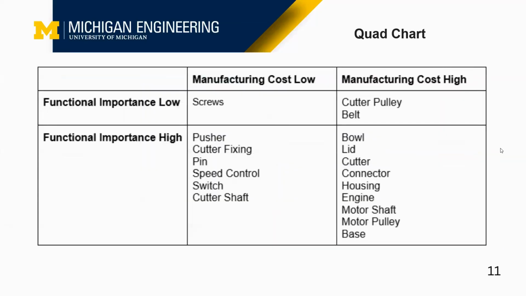On the cost chart, we can see a clear separation between cost and importance. Low cost, low importance parts such as screws are easy to manage, but high cost, high importance parts like bowl, lid, housing, and motor system drive both performance and expense. This highlights the key areas where redesign or material optimization could have the greatest impact.